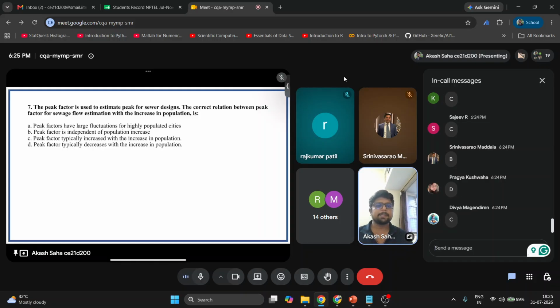So here we are comparing the peak factor with the population. How do they vary? Is there any direct relation, or is there no relation, or will one increase and the other decrease? I hope you are aware of what peak factor is. So what is peak factor? Can someone tell me the ratio? What is the peak factor ratio?